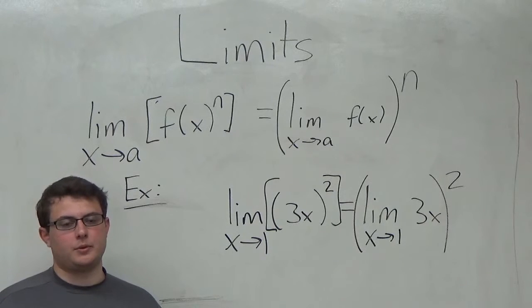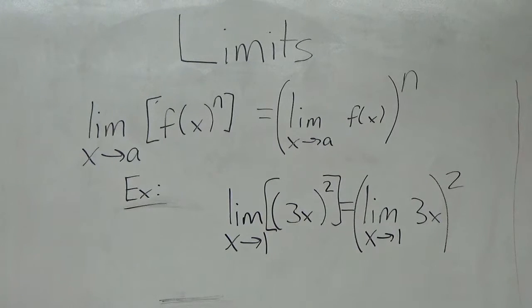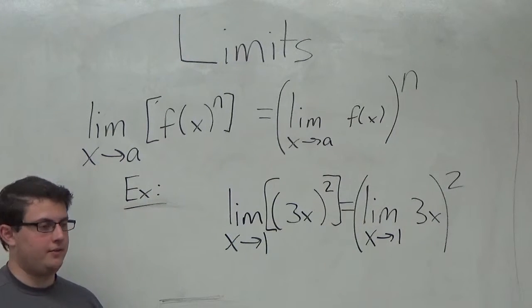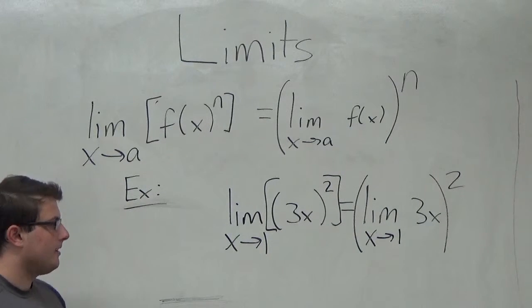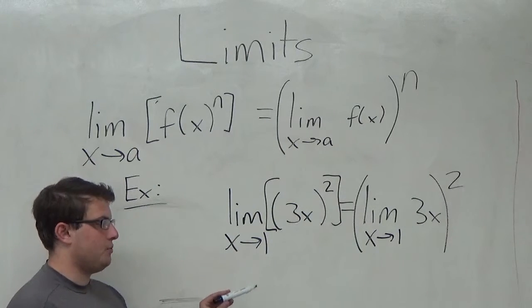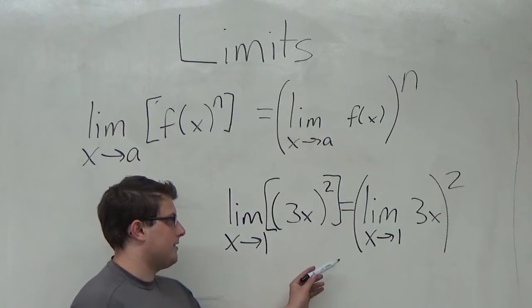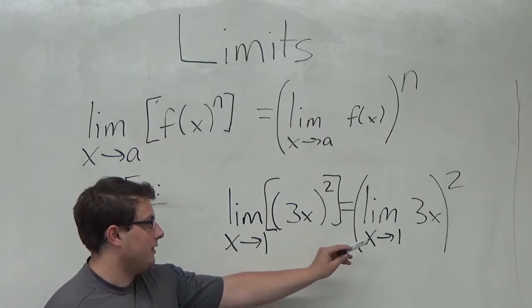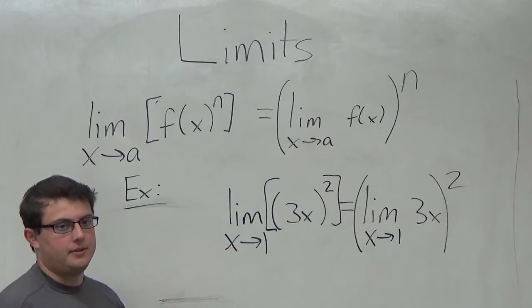The third limit rule we're going to go over is the exponent rule. What I have written down now is the limit as x approaches a of f of x to the n power equals the limit as x approaches a of f of x, all to the power of n. This one's a little bit harder to understand, so I'm going to break it down in this explanation. What we're saying is that the limit as x approaches 1 of 3x squared is equal to the limit as x approaches 1 of 3x, squared. So you can find the value of the limit as x approaches 1 of 3x and square it, and you'll get the same value if you try doing this on your own.